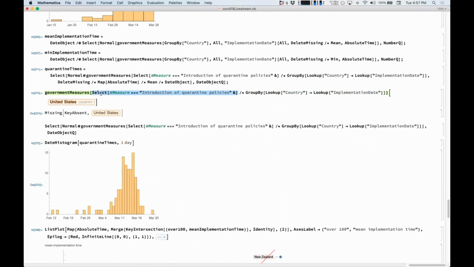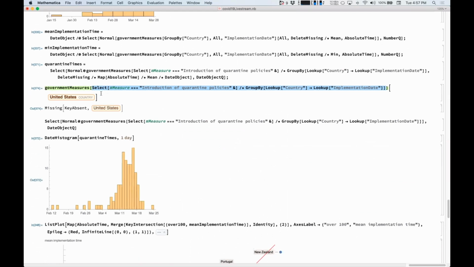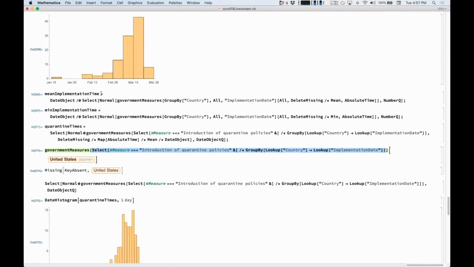That doesn't seem right. Or are there places that have had? Oh, wait, what does quarantine policies mean? Does it mean stay at home? No, I assume not. Maybe it just means people who are sick should be quarantined. Well, that's possible. Let's go look again. Okay, first thing, let's look at the actual measures. Just make a word cloud of the measures that are in there.